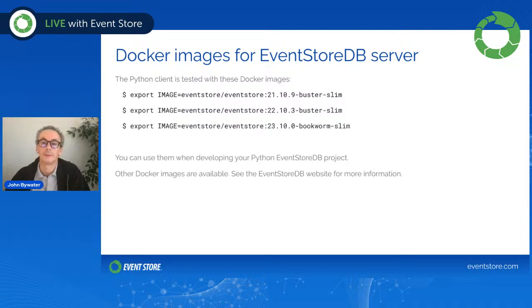To use EventStoreDB, we're just going to look quickly at getting the server going, because the client needs the server to be running. EventStoreDB is shipped in Docker containers, and there are quite a few different versions of them. The latest LTS versions 21, 22, and 23.10 are available on Docker Hub, and you can use them in your Python project if you want to. Those are the ones that are used in the Python gRPC client project.